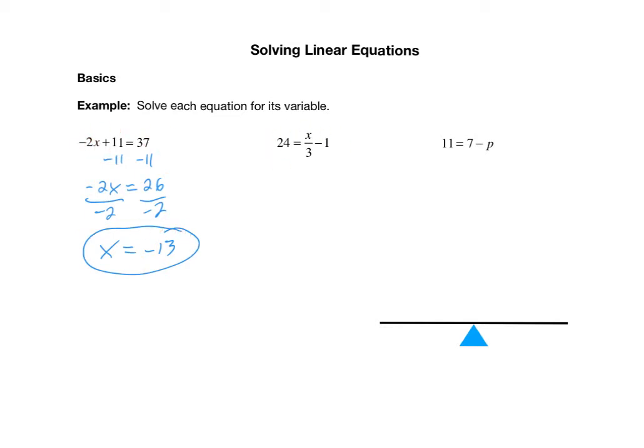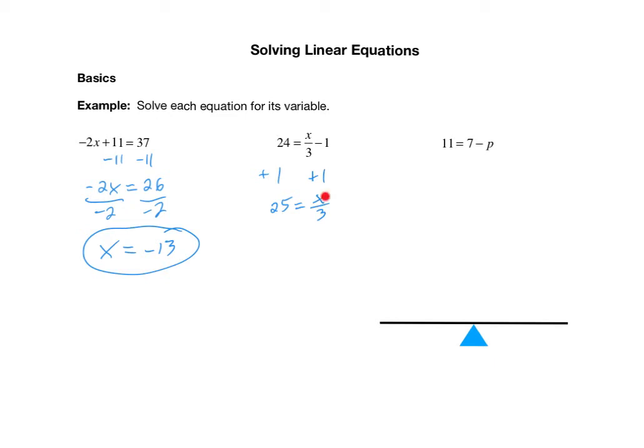Let's take a look at this one. In this case, x is being divided by 3, and then you're subtracting 1 from that quotient. We've got to undo that subtracting 1 first. So to undo subtracting 1, you would want to add 1 to both sides. 24 plus 1 would give you 25 on the left, and then x over 3 minus 1 plus 1 would give you back just the x over 3.